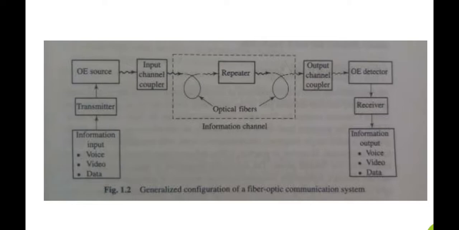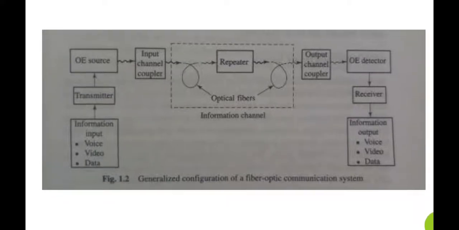Okay, so these are the blocks that are mentioned here. The first block is information input. Here our information from the sender may be of any form, either data or audio or video. That information must be converted to an electrical signal. That process takes place in the first block, information input.